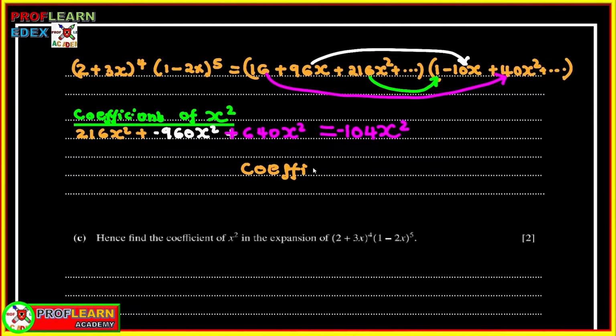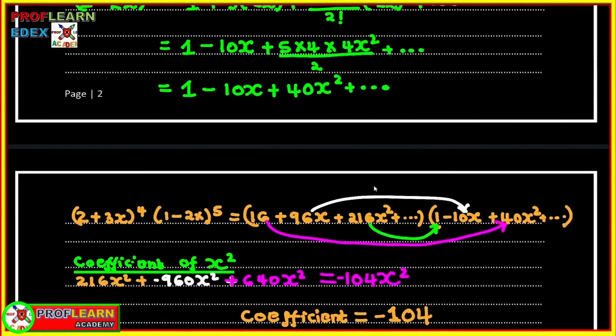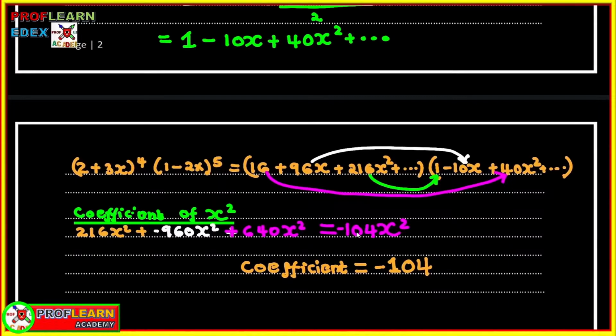Then now, since it's negative 104 x squared, we are going to pick the number in front of x squared, which is the coefficient that we were being asked. Right, so that's what you are supposed to do. So this question is helping you to remember how to use those two formulas, and because tomorrow you must be tested on binomial expansion, there must be a question on that.